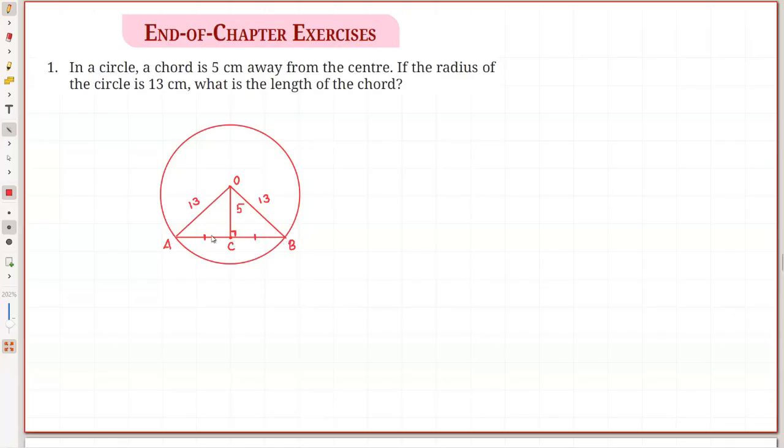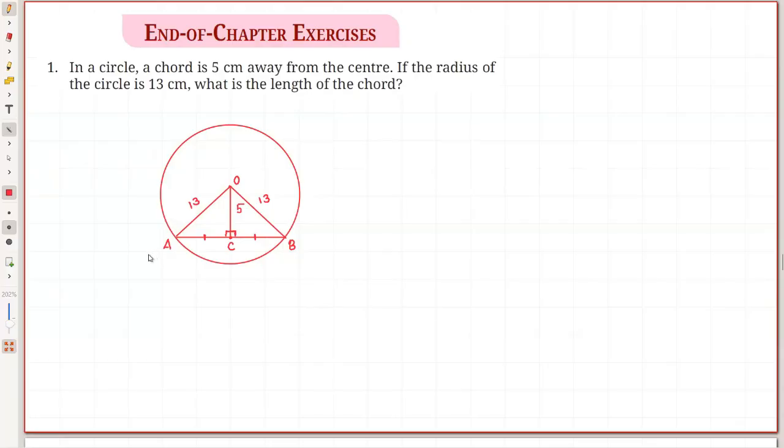They're asking us to find out AB length. For finding AB, if you find the length of AC, AC plus AC will become 2 times AC. That is what we'll get as AB length. Now AOC is a right angle triangle. This is 90 degree, as OC is the perpendicular. Here, this is 13, this is 5. By using Pythagoras theorem, I can find out AC. So 2 times AC is equal to AB length.